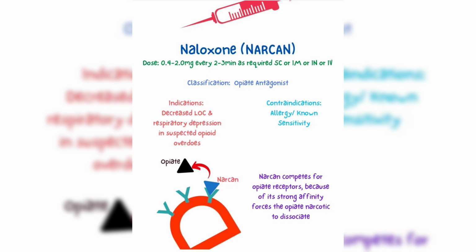Our seventh and last medicine is naloxone, also known as Narcan. Dose: 0.4 to 2.0 milligrams every 2 to 3 minutes as required, by subcutaneous, intramuscular, intranasal, or IV route. Classification: opiate antagonist. Indications: decreased or altered level of consciousness and respiratory depression in suspected opioid overdose.